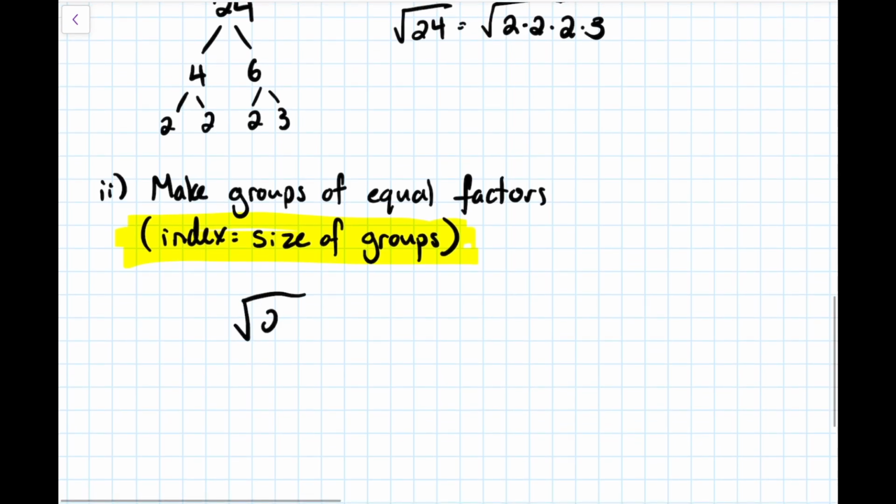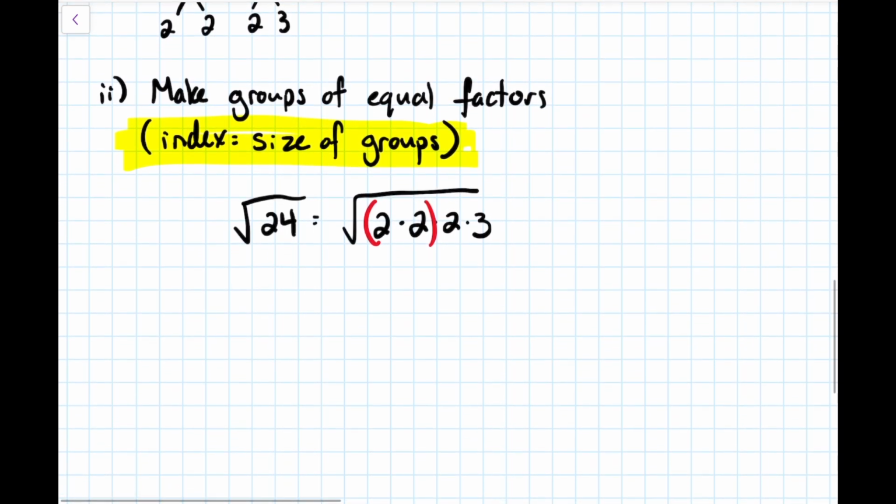So our root 24 is going to equal, like we said, root 2 times 2 times 2 times 3. And so if I look at that, I can make one group, one pair of 2s. The other 2 and the 3 I can't really do anything with because they're not the same thing. So I'm just left with this one pair.